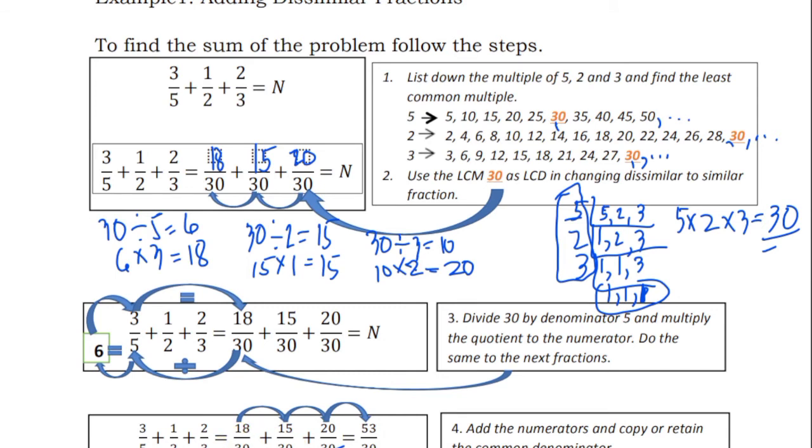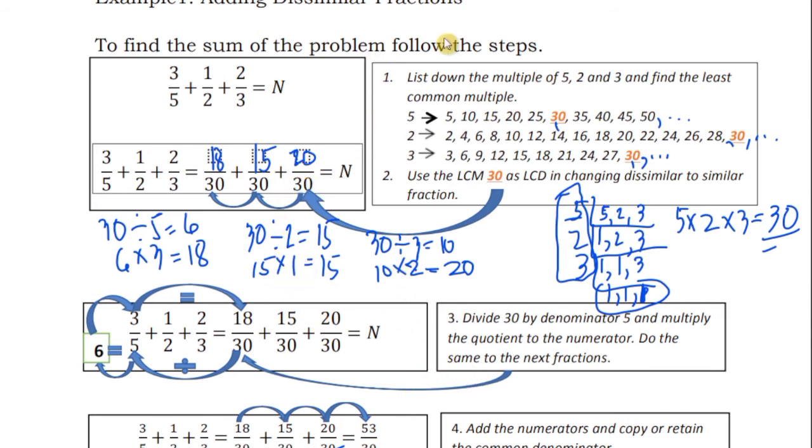If they don't have the same denominator, let's try 3/5, 1/2, and 2/3, then this is what we call dissimilar fractions. Make it similar. How to make it similar is to get the LCD by merely looking for the LCM as we did in part a while ago. So since now they have the same denominator, we could now add the numerators.